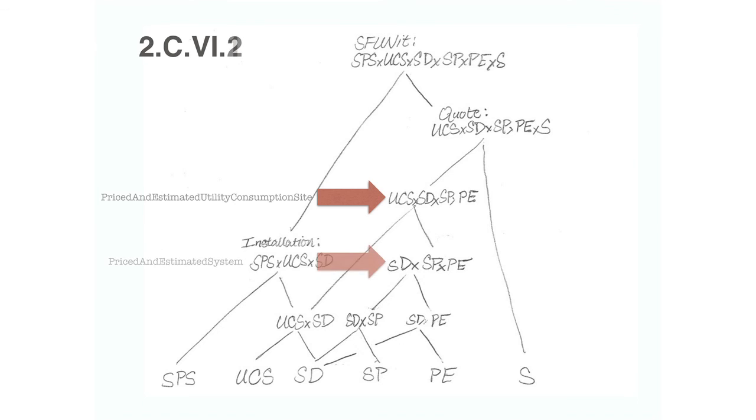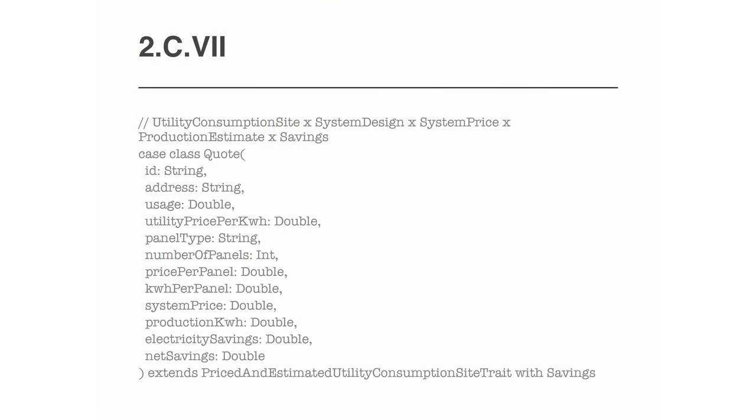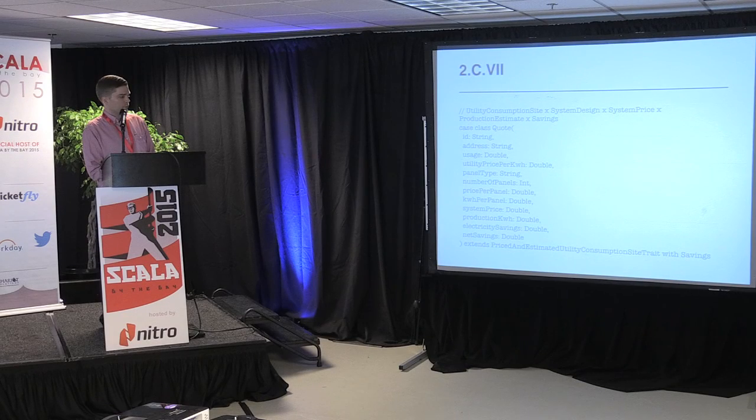And here's another intermediate result we might be interested in. We might want to be able to design systems without knowledge of the utility consumption site. And so the least upper bound of just the system design, the system price, and the production estimate can give us a system that's very interesting, might be a separate aggregate at some point, right? Even without knowledge completely of the consumption site itself. And once we get to a quote, what we can see is the product expressed as a trait that has all of the information built up into it.